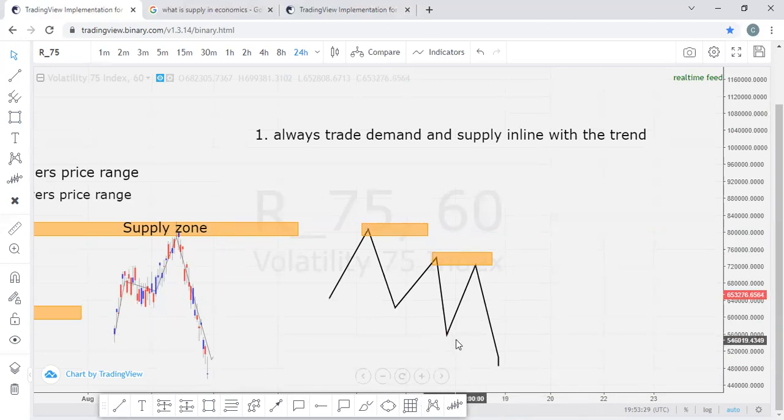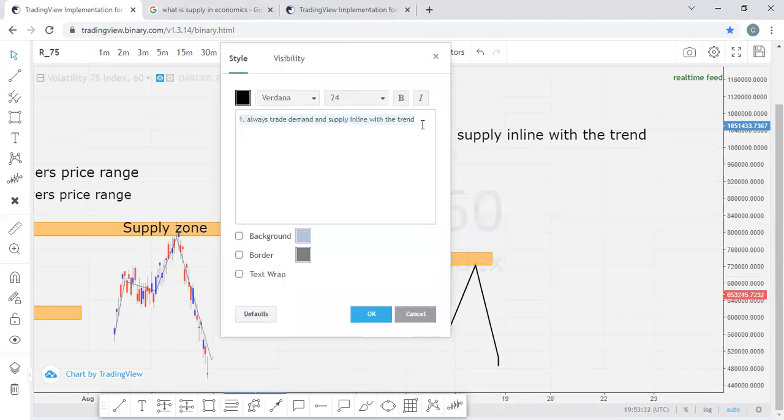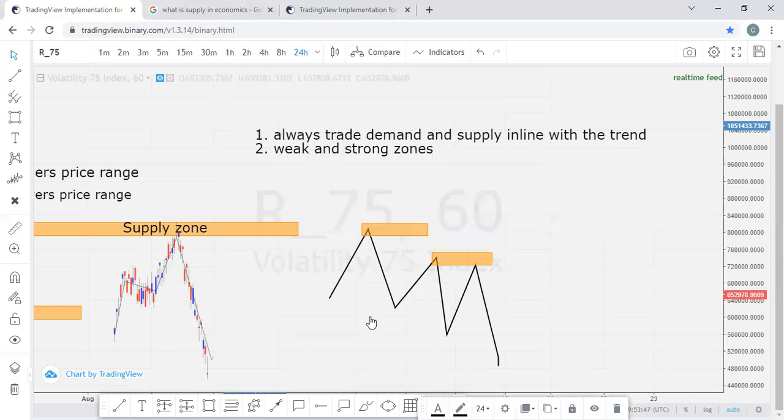Now, I want to point out the number two thing you should know about supply and demand zones: we have what we call weak and strong zones, right? We have the weak demand zones and the strong demand zones. And how can we differentiate them? The weak demand zones are those that took price a long time before there was a turn, right?